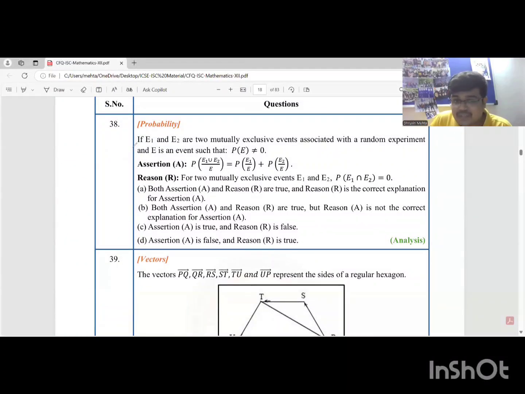In question 38, students, E1 and E2 are two mutually exclusive events, which means their intersection, E1 intersection E2, is a null set, and therefore its probability is 0. With a random experiment, and E is an event such that P of E is not 0. So now they are saying P.